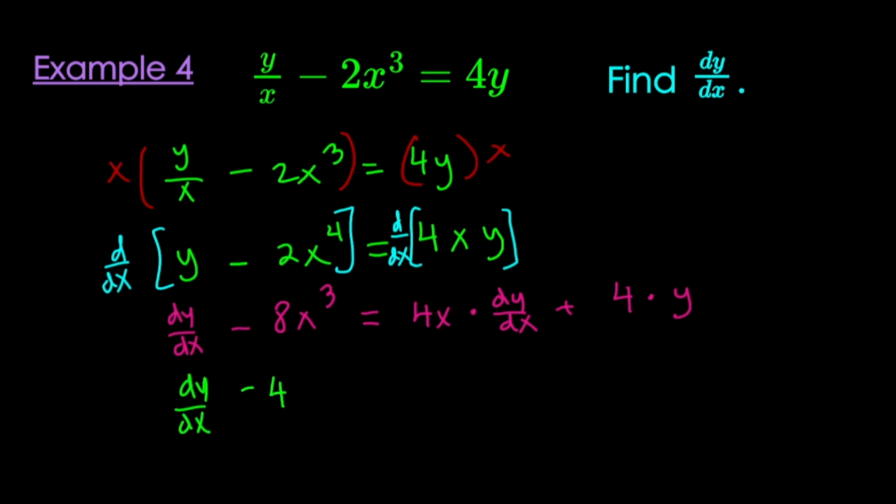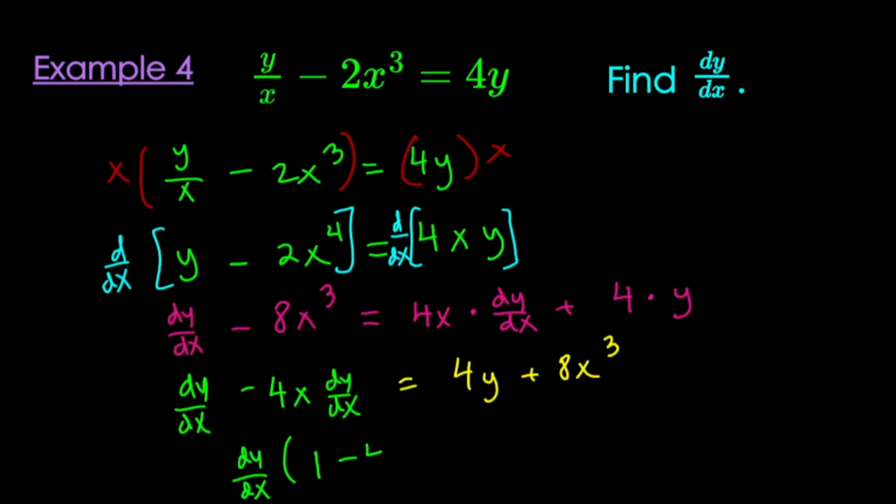dy dx on the left, and then the 4x dy dx will come to the left as a negative. And then on the right side, we'll still have our 4y that didn't move, and we'll add 8x cubed to the right. Factor dy dx from the left-hand side leaves you with 1. Be careful. A lot of people think that it just disappears, but factoring dy dx from dy dx leaves you with a 1 minus 4x. The right side doesn't change in this step.